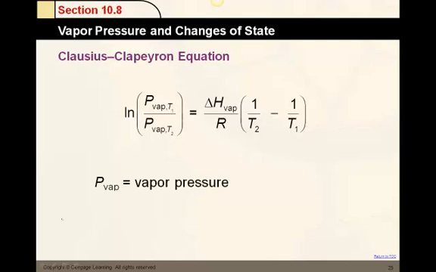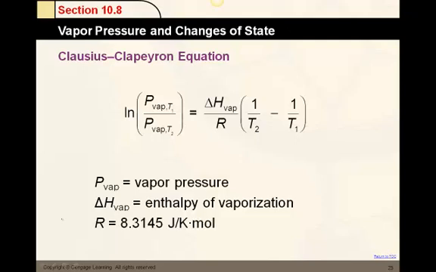P vap is the vapor pressure at temperature 1. Notice it says T1 in the numerator and T2 in the denominator. Delta H vaporization is the enthalpy of vaporization. Delta H, or heat of reaction, is a given number. We will, again, later in the year, when we talk about delta H, delta S, and delta G, review delta H. But for now, we're going to have to take it as given.